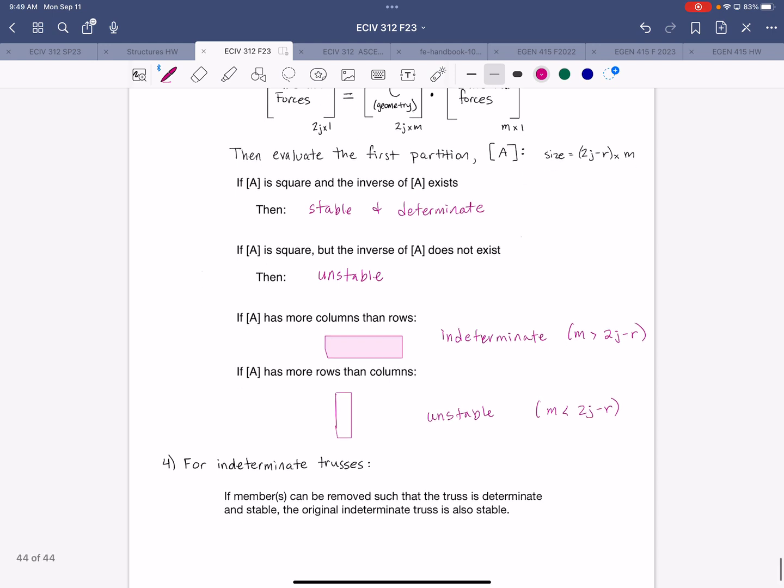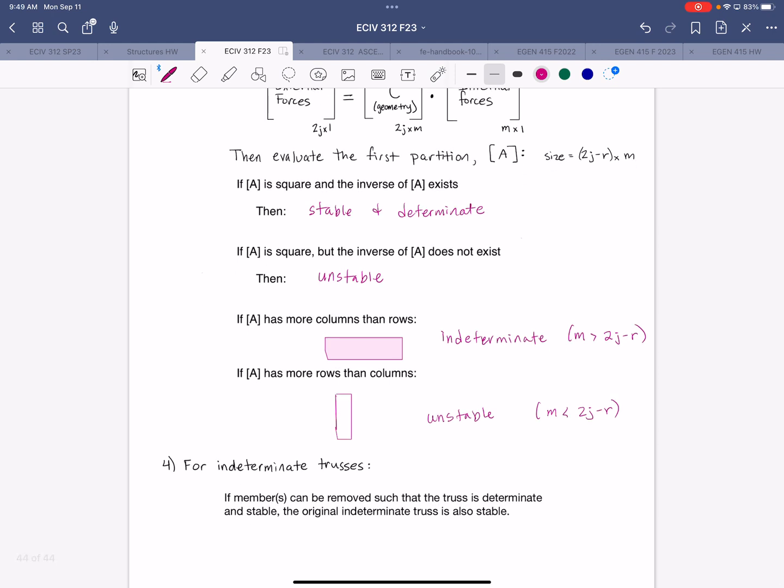The last note down here is a comment on indeterminate trusses. If you have an indeterminate truss, and you can remove however many members you need to take away in order to make that truss determinate, and it's still a stable truss, then the indeterminate truss will also be stable. But if you model your truss in a program, that will always catch the instability. It'll just spaz out at you and say, no, we can't model this, your truss is unstable. Which you'll find out when you do visual analysis.